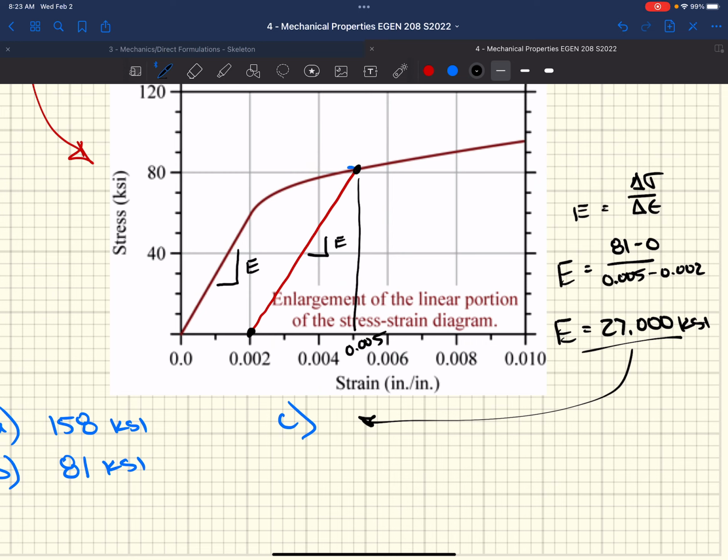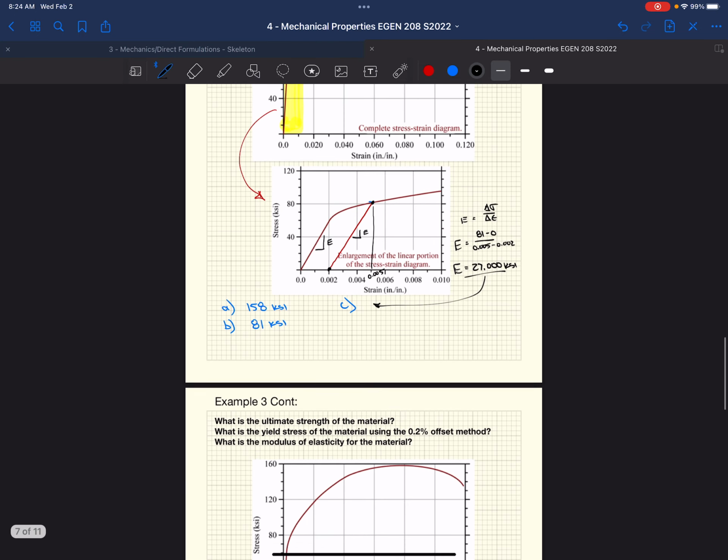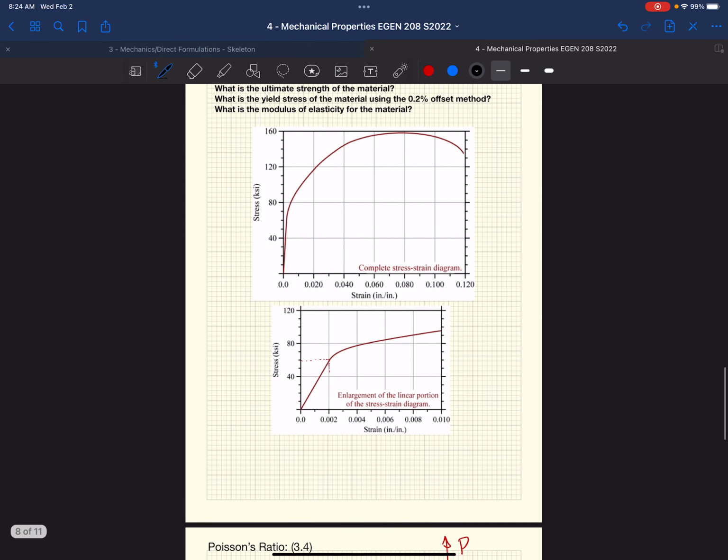It's merely the rise over the run. You could have picked a different point on this graph. We could have picked right at the end of this linear portion, where we were at, say, 60 KSI and 0.002. We should have gotten something very similar, probably right around 30,000 KSI. All right, I'm going to skip that page because I duplicated it for some reason.